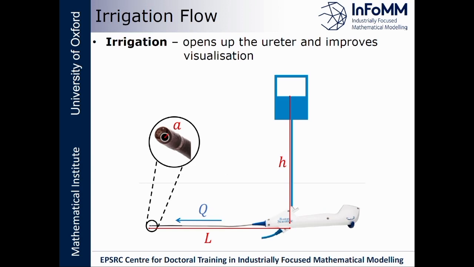And the way that the fluid is introduced into the working channel is it comes from a bag of saline solution that's hung at a certain height that causes a hydrostatic inlet pressure that drives the fluid to flow through the scope and into the kidney.